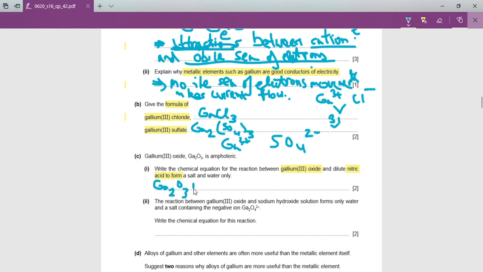Ga2O3 plus HNO3 gives you... actually, I think that's a bad idea, since you might have to balance this. Yep. Ga(NO3)3 plus water.